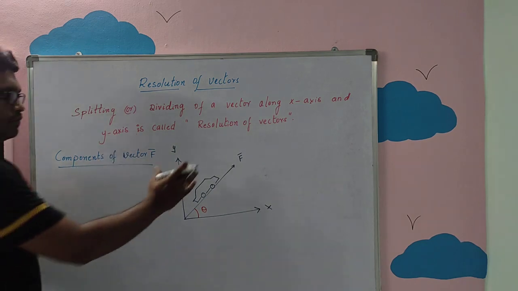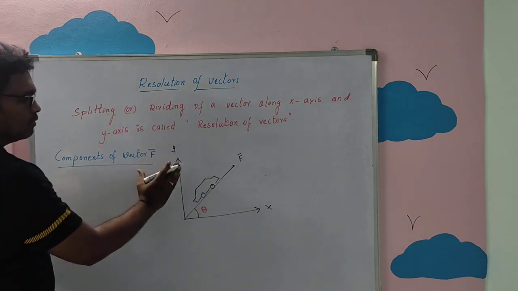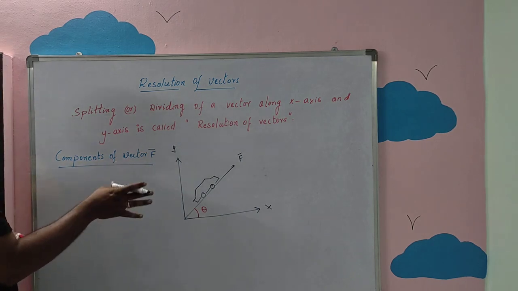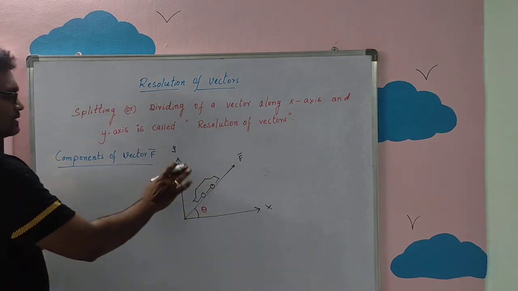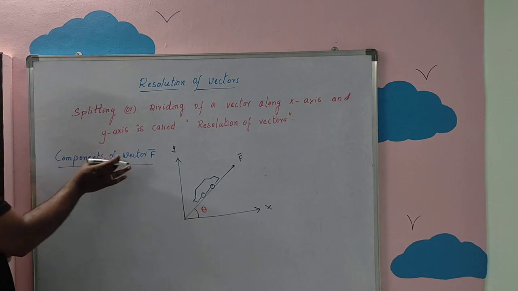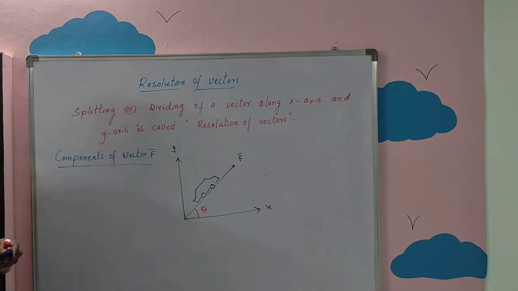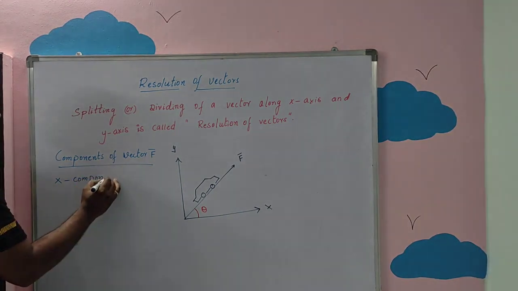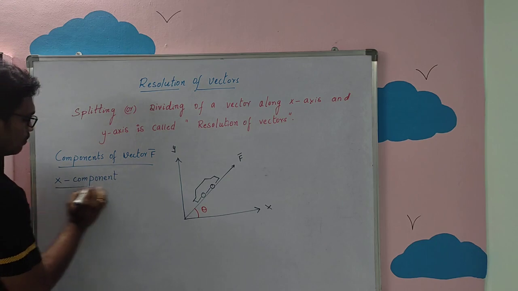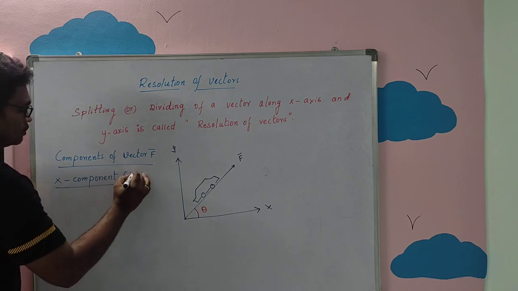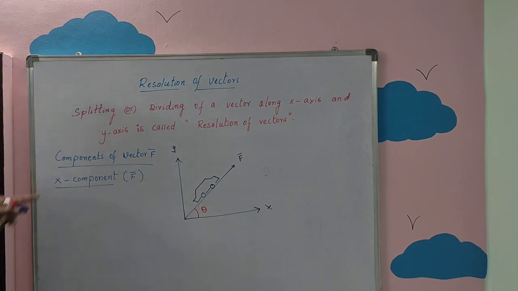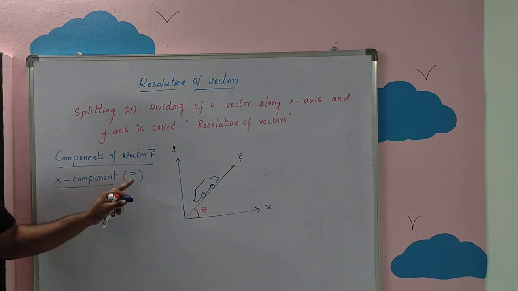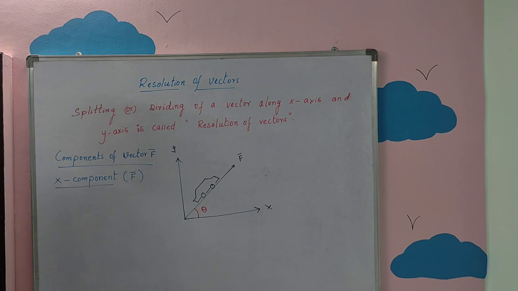So, how much force acts along the x axis, and how much force acts along the y axis. We call that influence of force along x axis and y axis the components of the force vector. So, what is the x component? Along x direction, what is the component of a force vector? Our example vector here is force. So, we are going to find the x component of the force vector along the x axis.